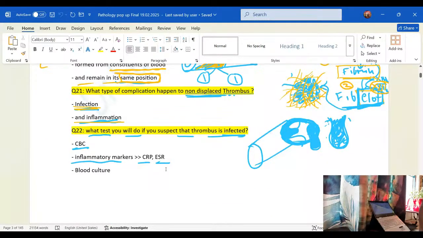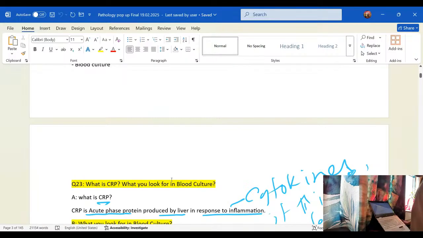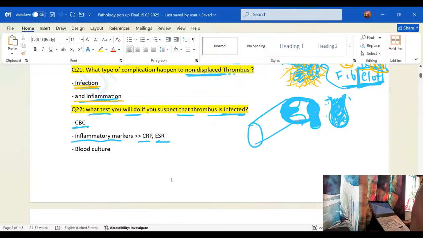A thrombus may have infection and inflammation. For an infected thrombus, we will do inflammatory markers like CBC, CRP, ESR, and blood culture.